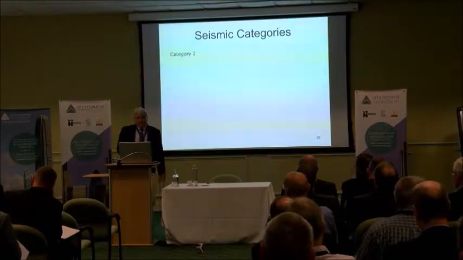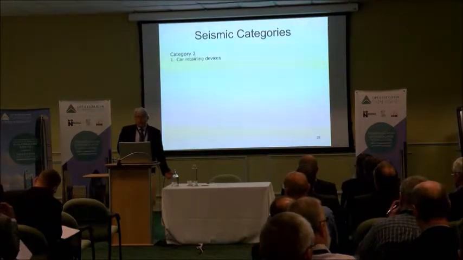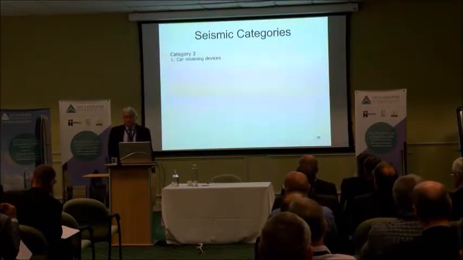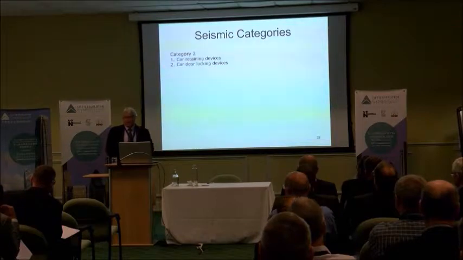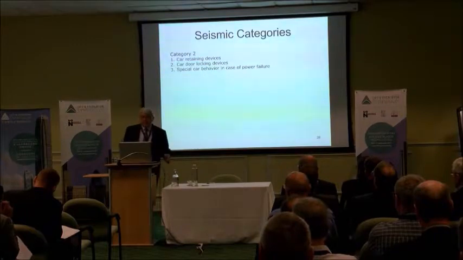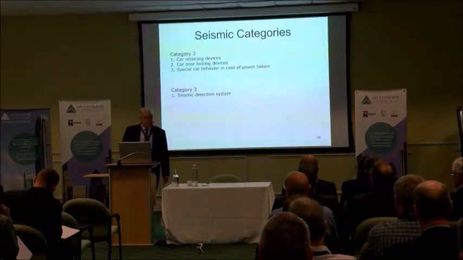Then if you're in this category 2, you need car retaining devices. This is to keep the car frame in the guide rails. You have to have the car doors locked, so that one of the concerns is that if car doors come open and be in a bad position, it wouldn't be so good. Special behavior in case of power failure is written into the code. And then in category 3, you have to have a seismic detection system. Usually it's some type of an accelerometer.